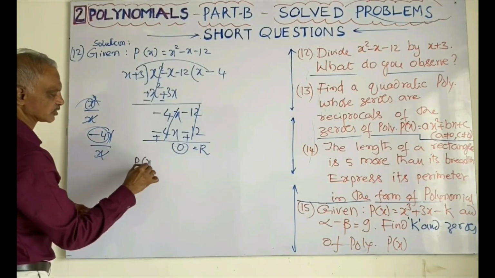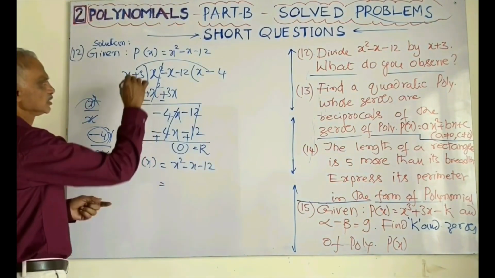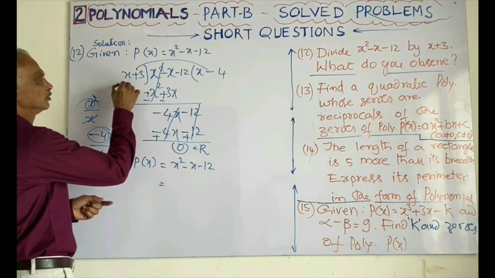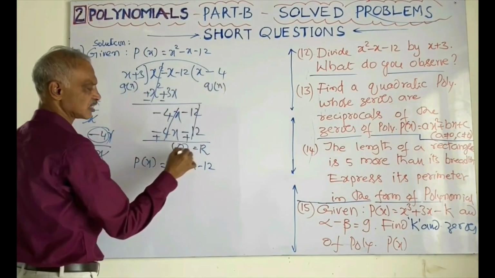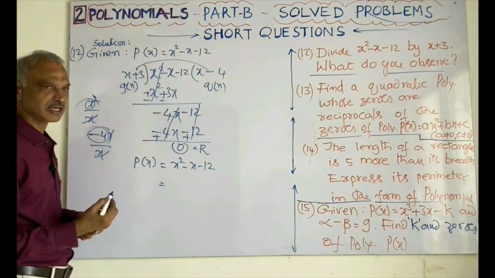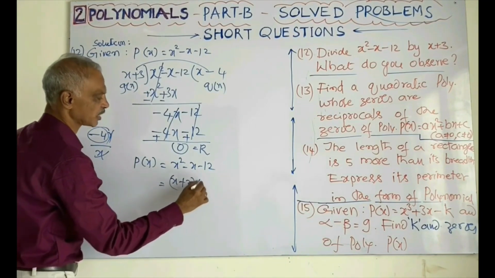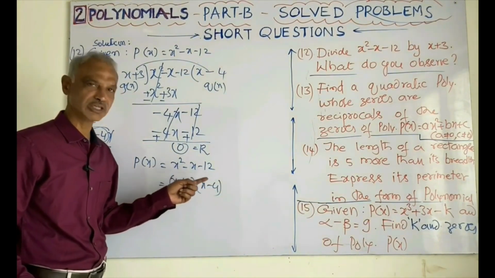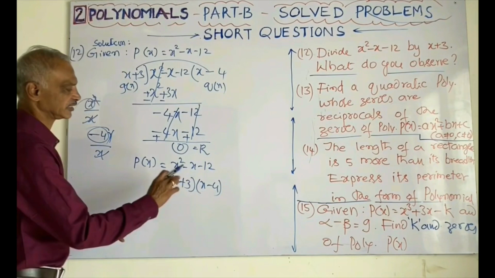P of x is equal to, I will write, x square minus x minus 12. So you got 0 as the remainder. This is g of x, this is q of x, and this is r of x. x plus 3 into x minus 4. Factors of x square minus x minus 12 are x plus 3 and x minus 4. You can write like this.